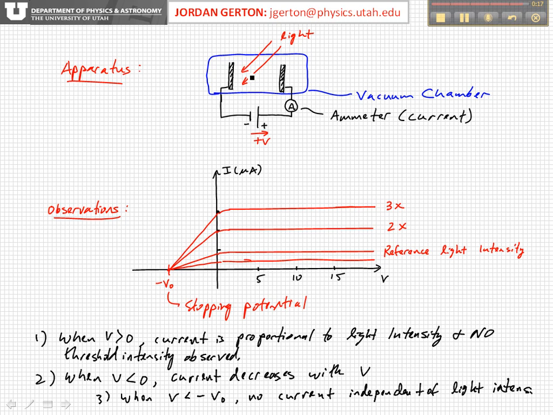And that means that if you liberate electrons, they have to go from here to here. So if you apply a negative voltage which is big enough over here, then you should be able to repel those electrons, depending on their initial kinetic energy when they leave the plate on the left.